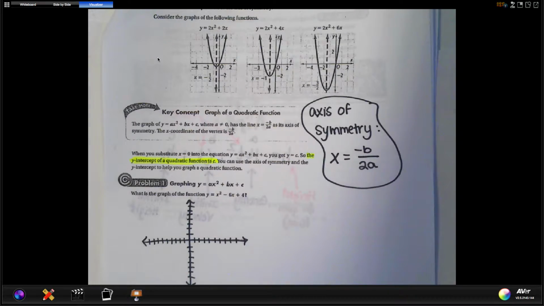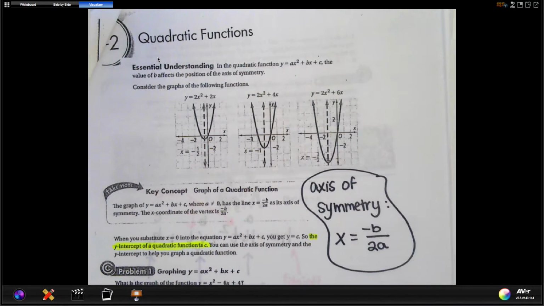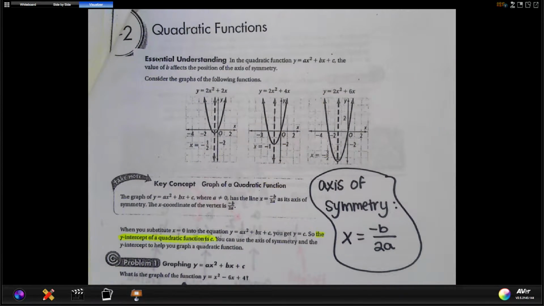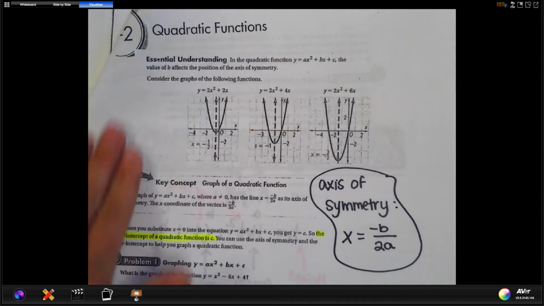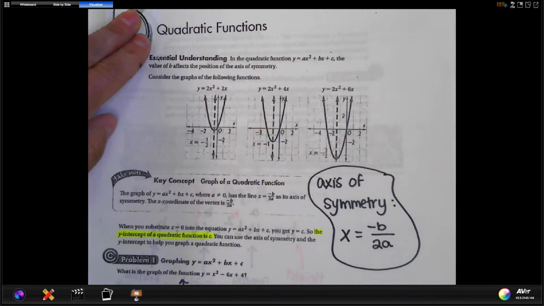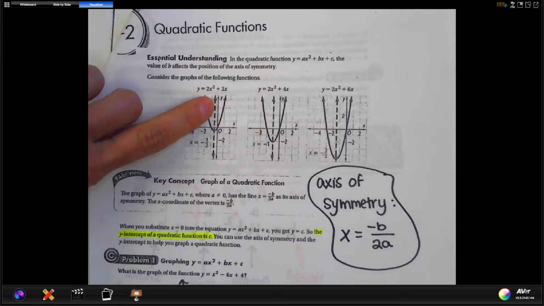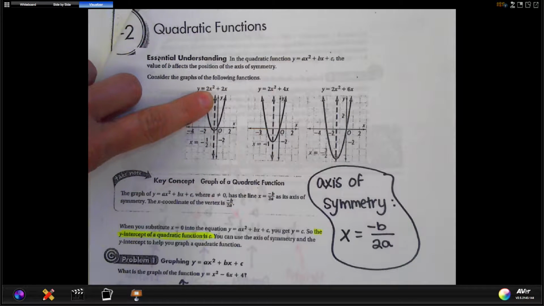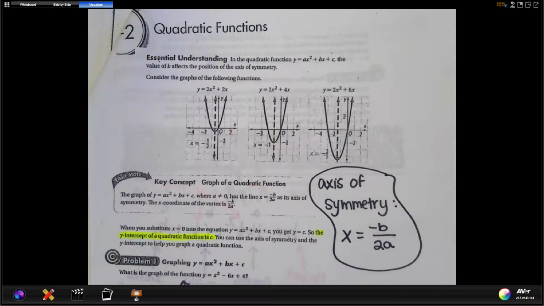So, the first thing for our quadratic function lesson today that I want to point out to you is that the value of b in our equation is going to affect the axis of symmetry. The axis of symmetry is that imaginary line that is going to cut your parabola in half, where you would fold it and it would land exactly the same on both sides, okay?